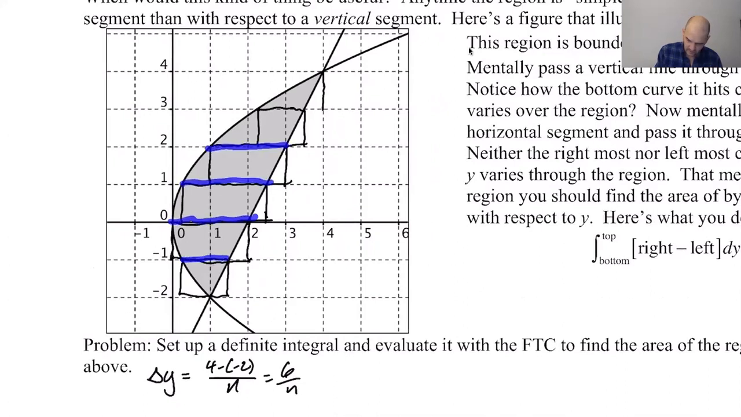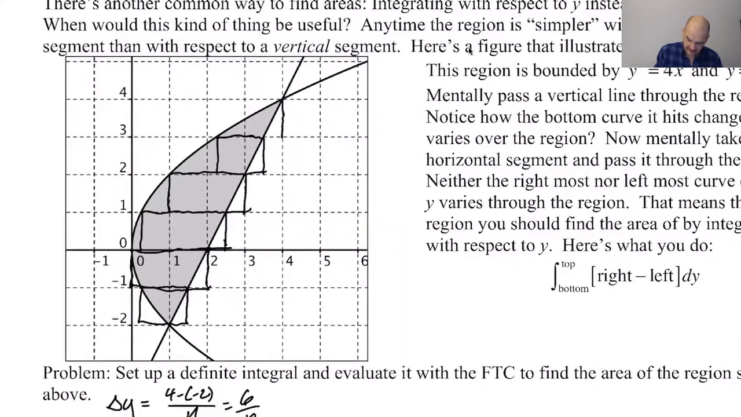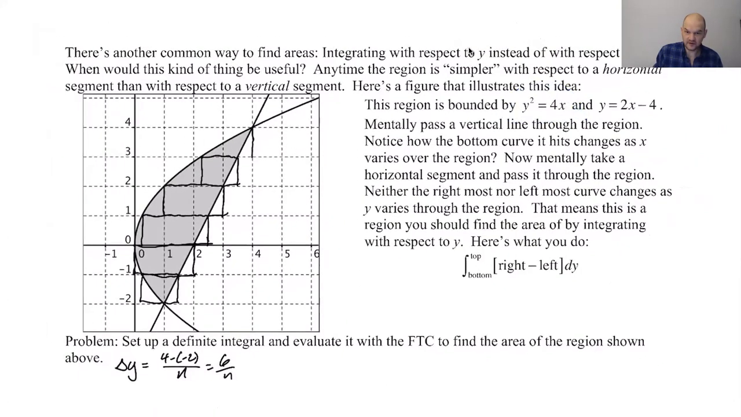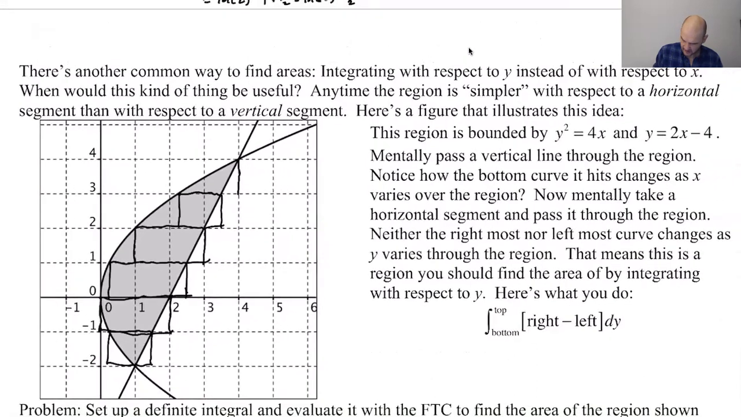What do we have here? We have y squared equals 4x. So x equals y squared over 4. That opens to the right. That's this one here, right? So that's x equals y squared over 4. Let's name this, I don't know, I'm going to call it f of y. Why not? It's a function of y.